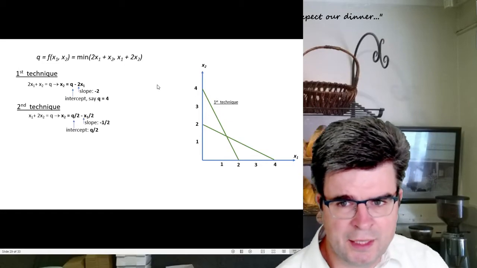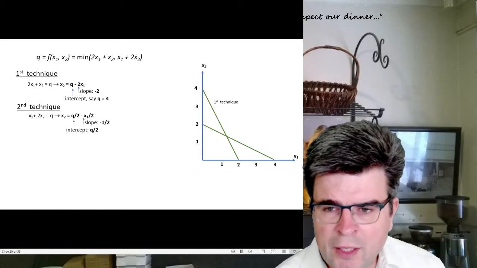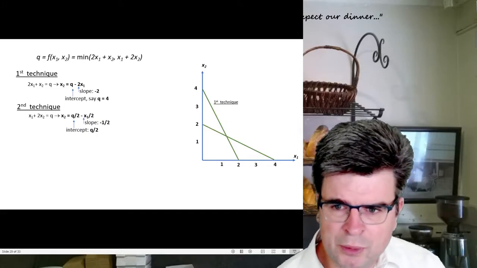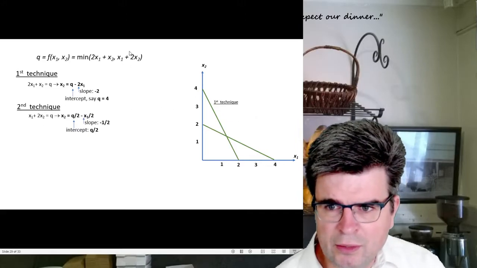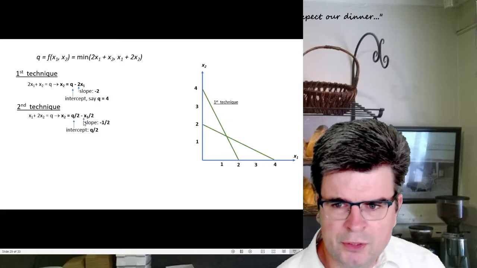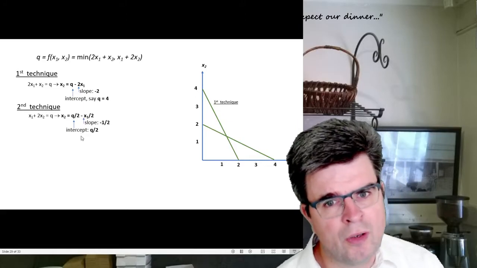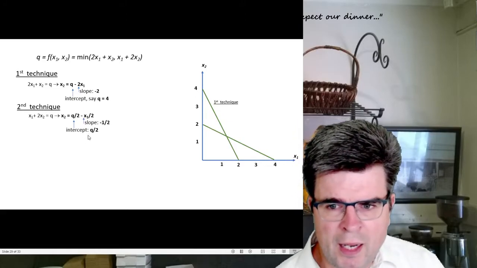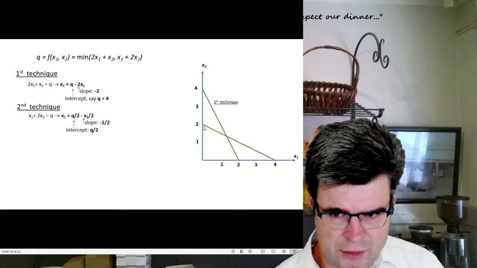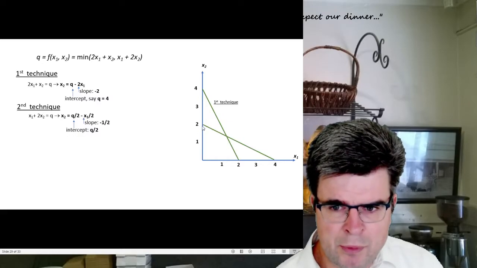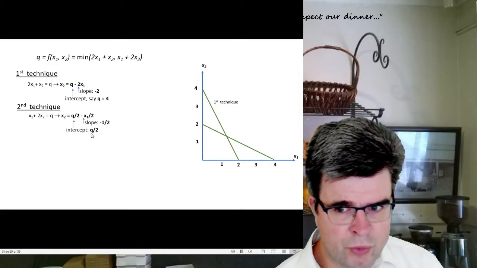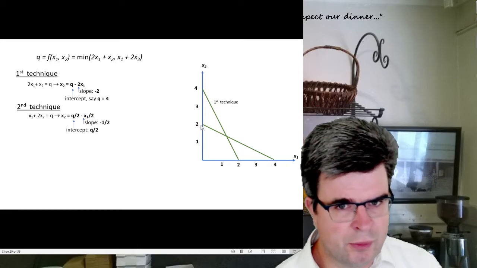But then there also is the second technique, the second sector in our plant. And again, in order to arrive at isoquants in the picture, I rewrite this technique as x2 as a function of q and x1, which again gives us the slope and the intercept of the isoquants. And in the picture, it gives you isoquants like this. And the slope is -1/2. The intercept with the y-axis, if you have the isoquant associated with an output of 4 units, is equal to 4/2, so equal to 2.